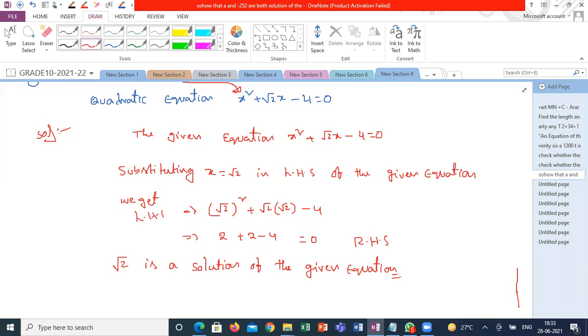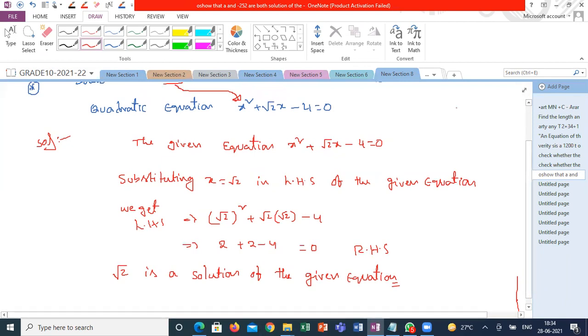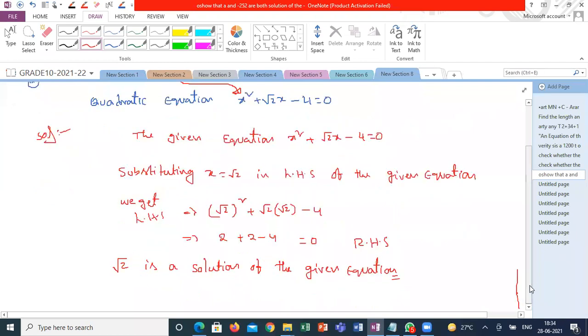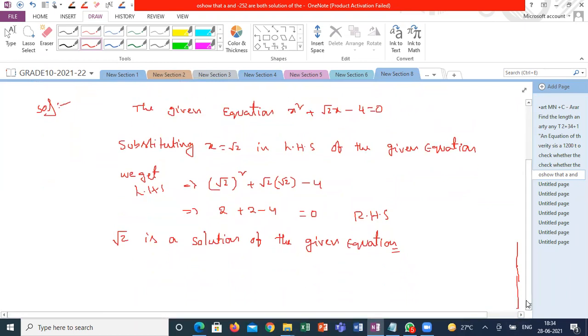Can you check the second number, whether it is a solution or not? Yes, sir. The second number is not plus 2 root 2, it's minus 2 root 2, guys. Please, there is a change in the solutions. Minus 2 root 2, correct. If I am substituting minus 2 root 2, whether my equation is satisfying or not.